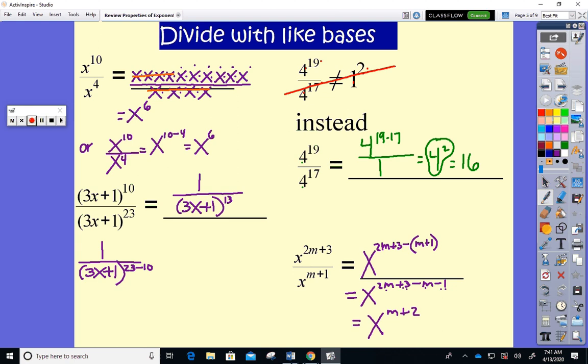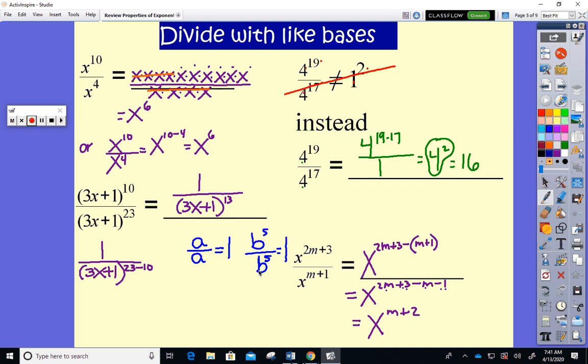Now, I told you earlier that I would explain to you why anything to the 0 power is equal to 1. Consider this. You all know that, like x, or I'll use a different letter. You all know that a over a is 1, right? And you all also know that b to the fifth over b to the fifth is 1. You all know that those would reduce down to 1. So think about it.